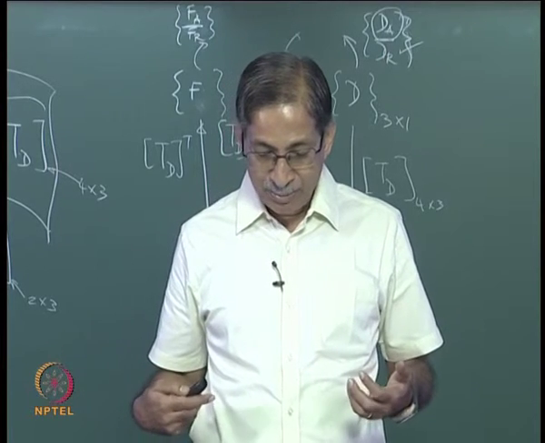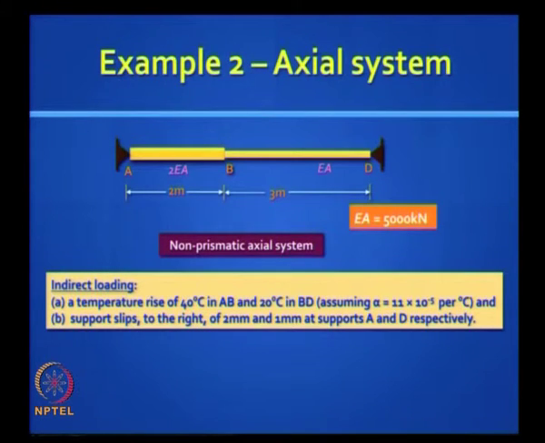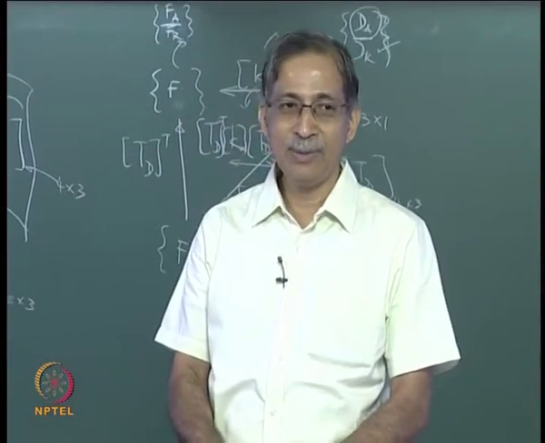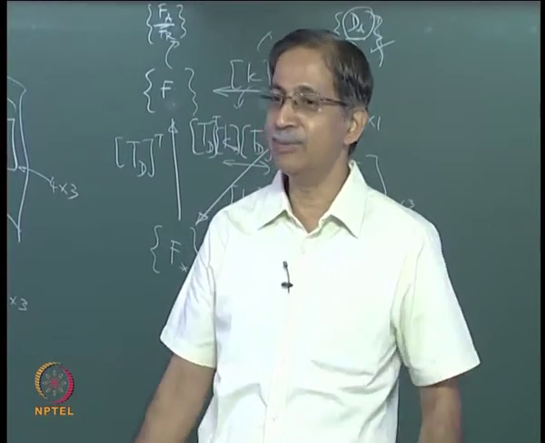On top of that, let us throw in some support movements. So you got support slips to the right of 2 mm and 1 mm at A and D. The most complex problem is a combination of this and direct loading, but that you do for your assignment. We will do it slowly. How do you handle this problem?